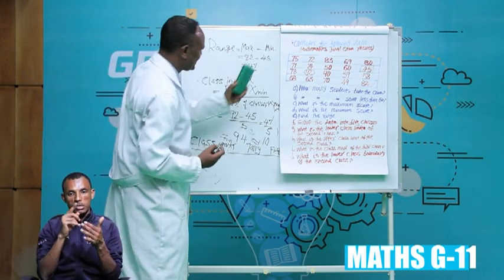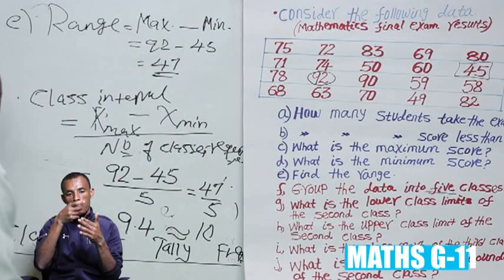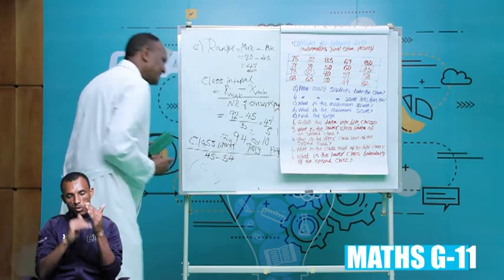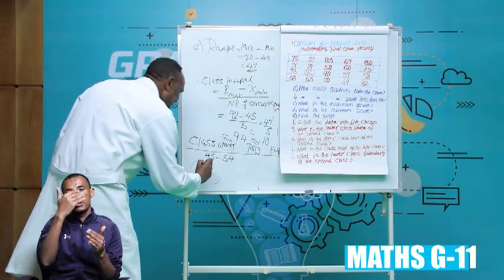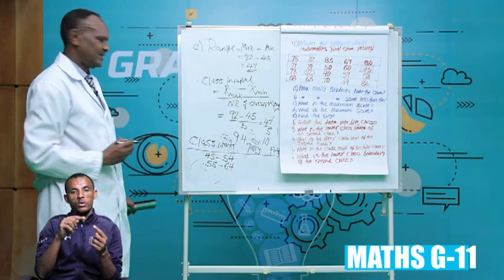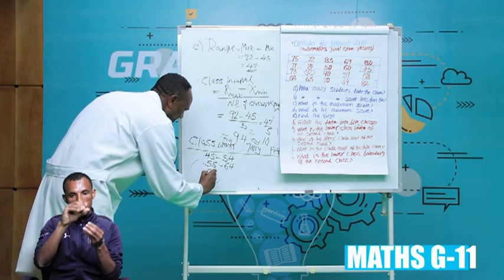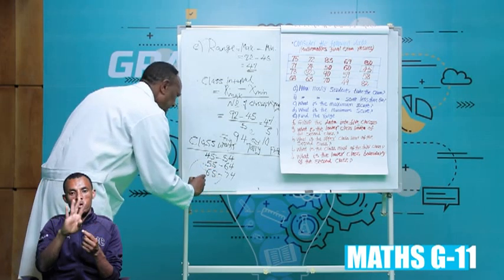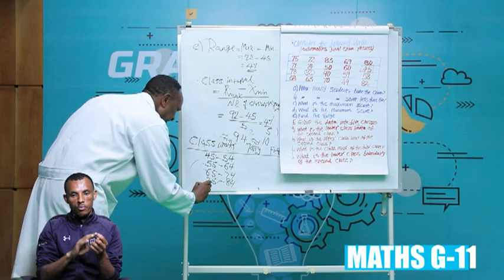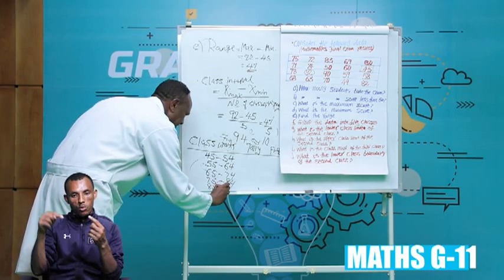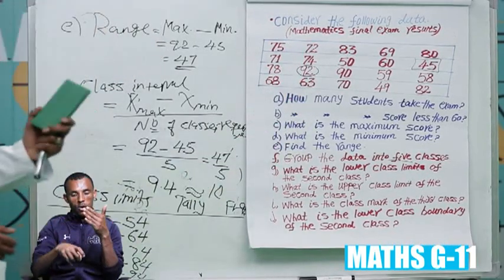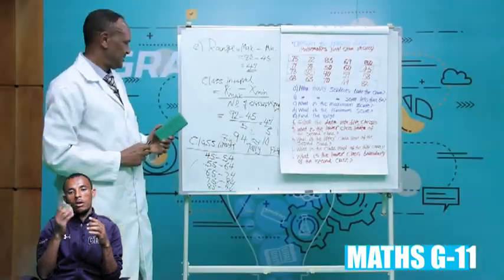What is the first class? The smallest mark is 45. From 45, count 10 integers, and you will have up to 54. It is one class. Second, from 55 up to 64, this is the second class. Third class, adding 10, 65 to 74. Next class, by adding 10, from 75 up to 84. Then from 85 up to 94. We have divided these 20 values into 5 classes.